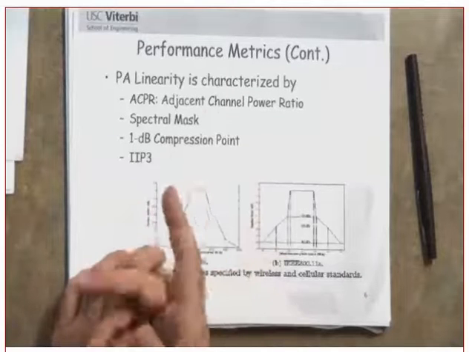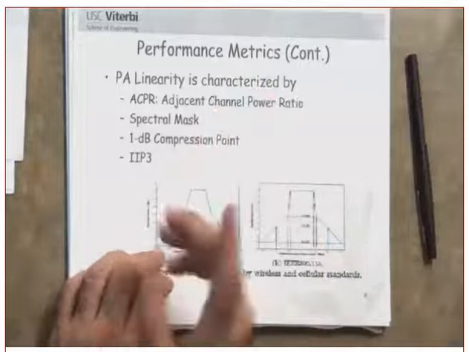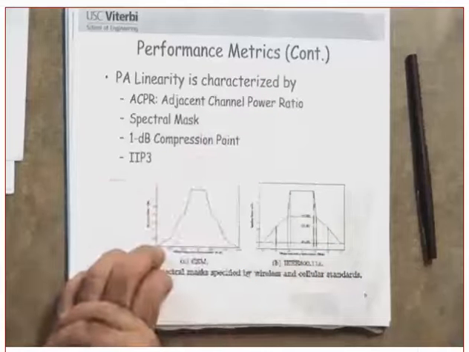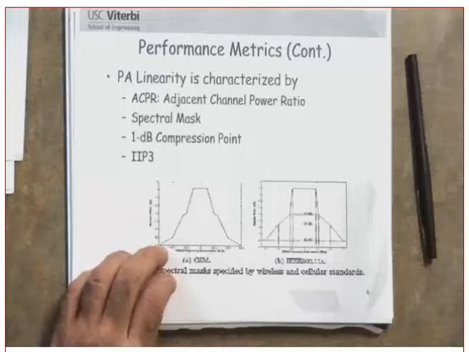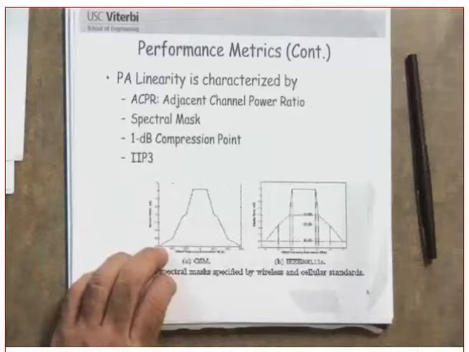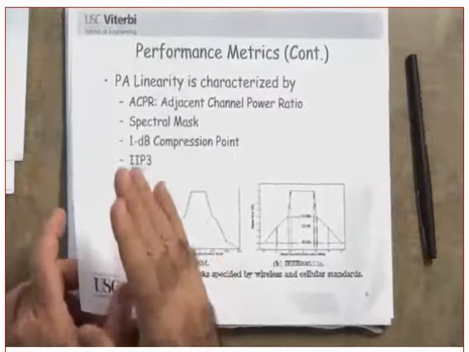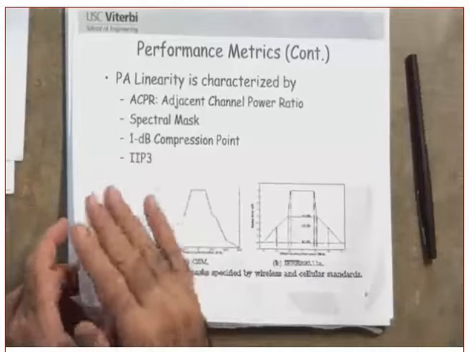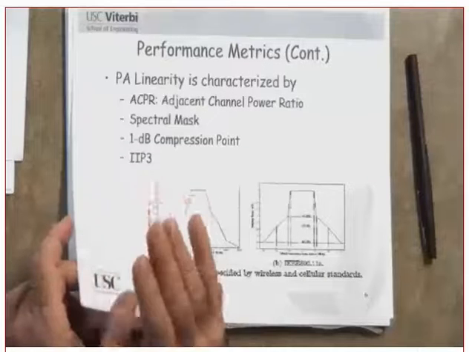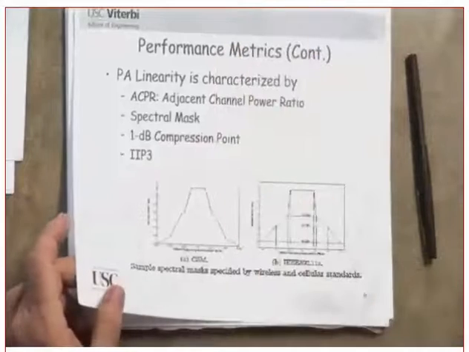You check the 1 dB compression point. The higher it is, the more linear the system is. You check the IIP3, the third order intercept point. The higher it is, the more linear the system is. Clear? But always keep in mind, if you are operating in the linear region, it means that you are not utilizing the efficiency of your amplifier to the maximum. That I will show you in a minute.